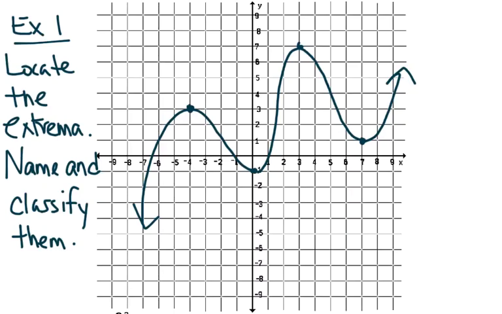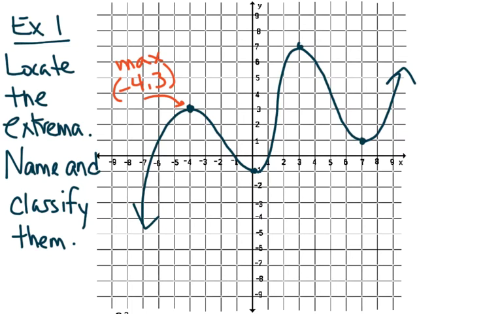Let's do an example where we need to locate and name and classify the extrema. So in this graph, we want to find all the places where the graph changes direction. So let's start over here. That ordered pair is -4, 3. It's at a maximum. But is that maximum relative or absolute? Is it the highest point on the graph?